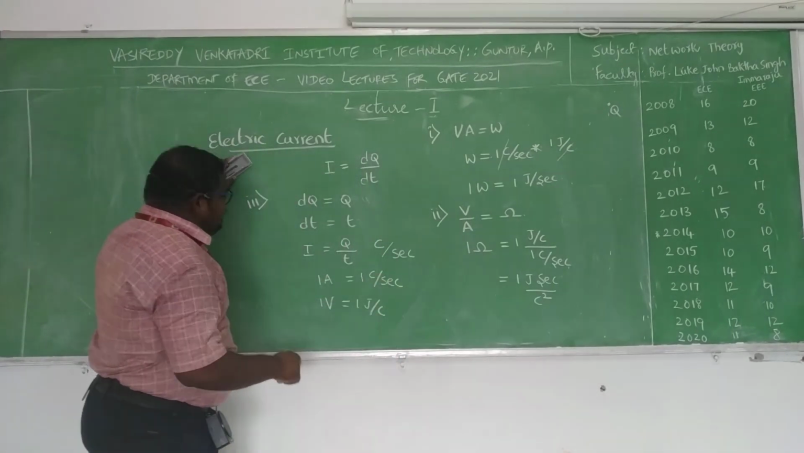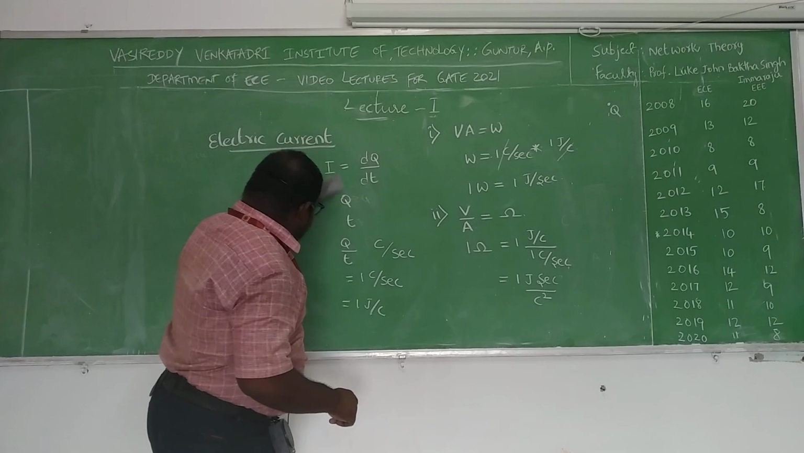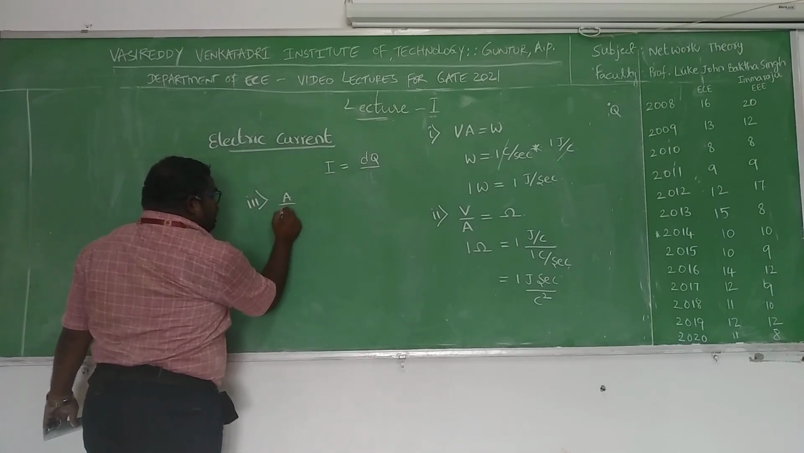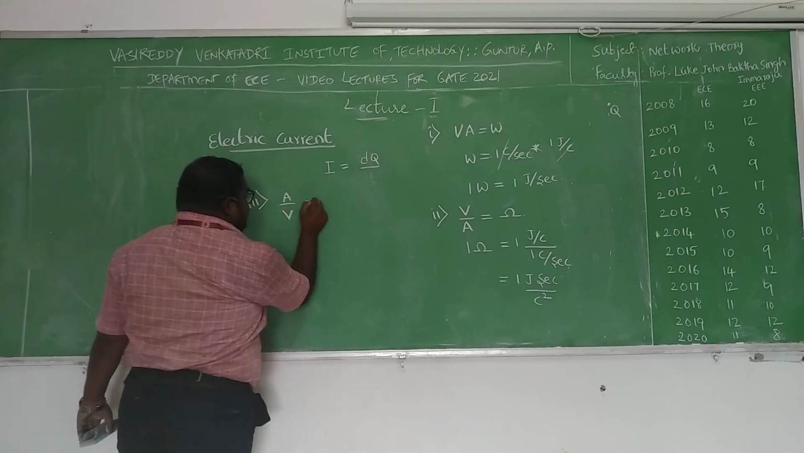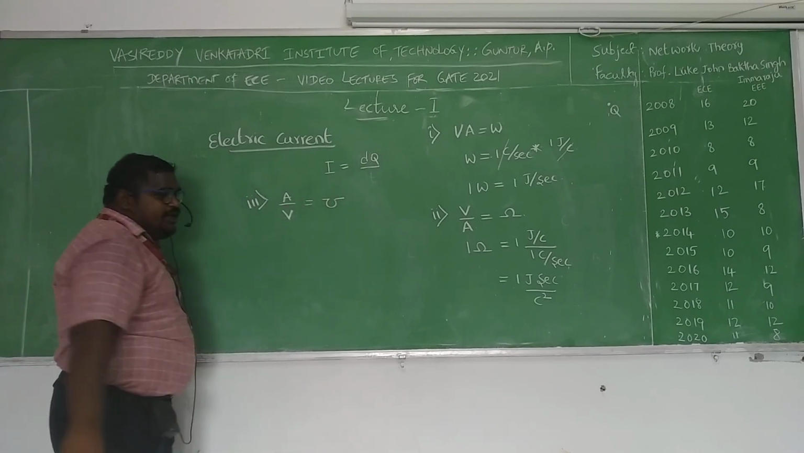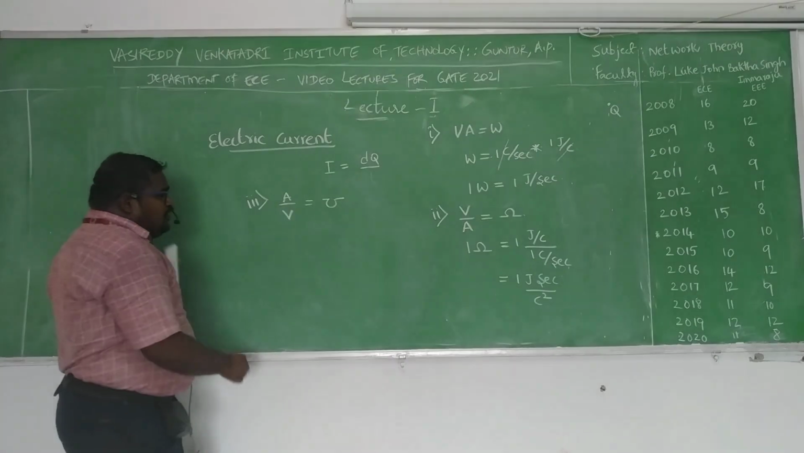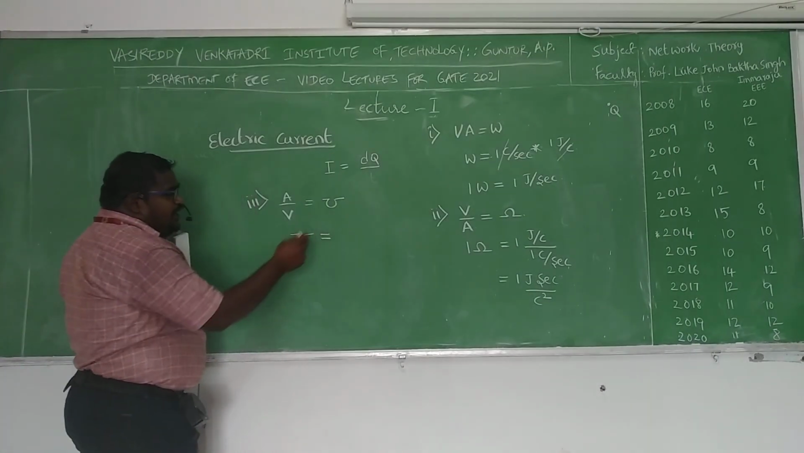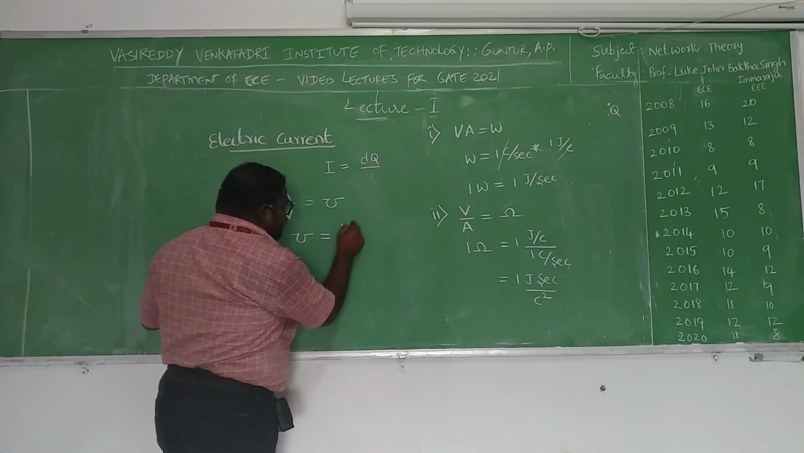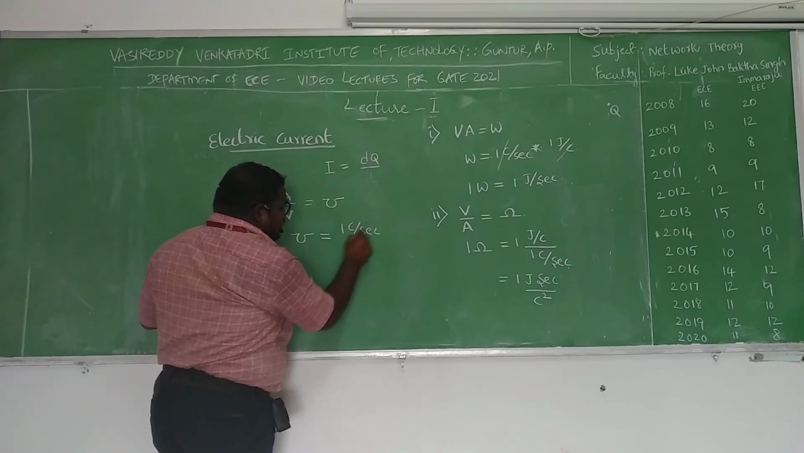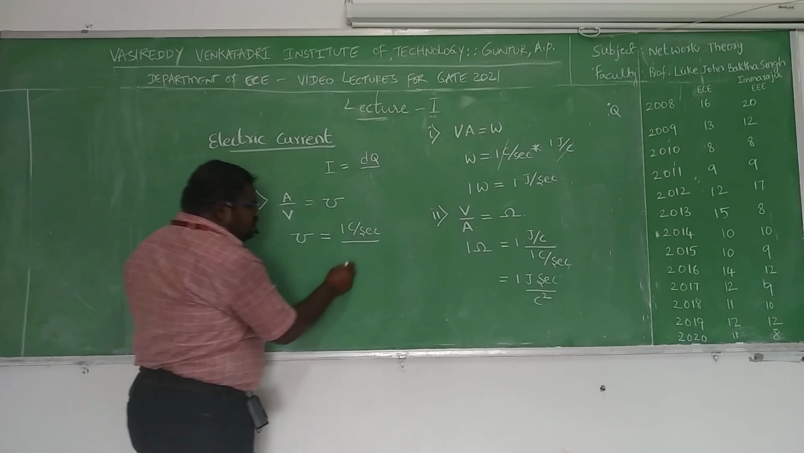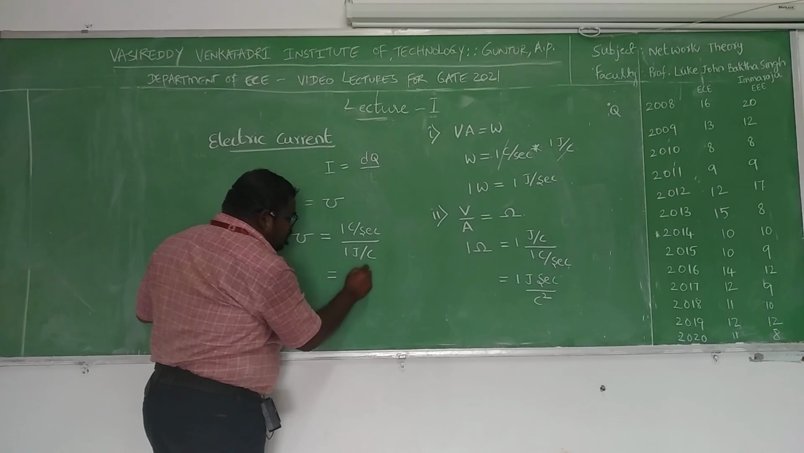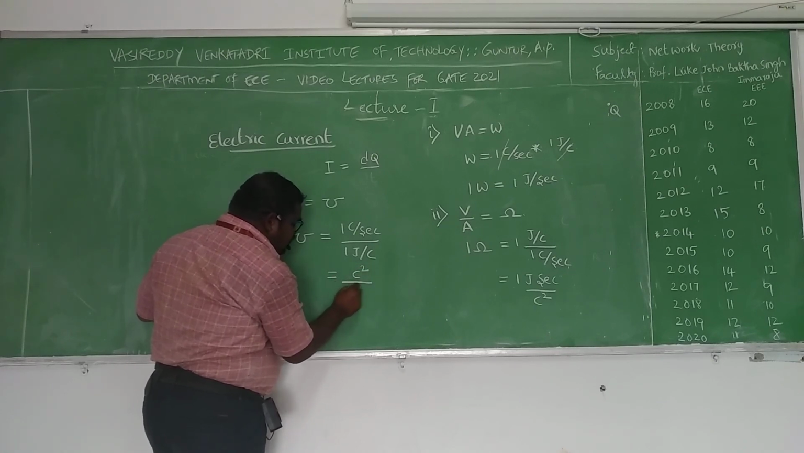Next, one more aspect is there. Ampere per volt is mho. So what is mho? We know ampere is 1 coulomb per second, divided by volt as 1 joule per coulomb. Then we can write this as coulomb square per joule second.